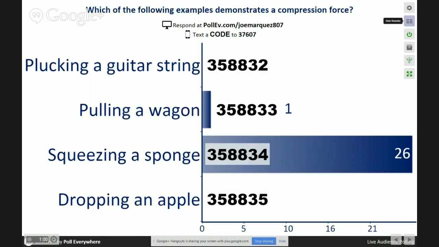Now, what if I ask this question? Squeezing a sponge is an example of this type of force, and I don't have compression force as an option. What other word would you look for? Elastic. Yeah. Remember, elastic is the generic term for anything where the object wants to return back to its original shape, right? And there's two types of elastic: tension, which is a pulling force, and compression, which is a pressing or squeezing force.